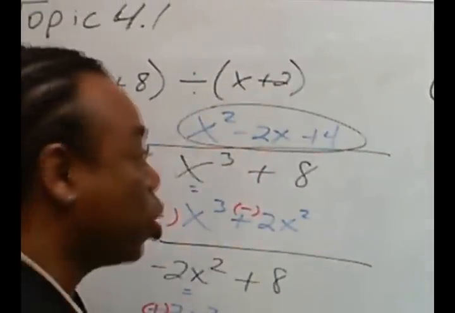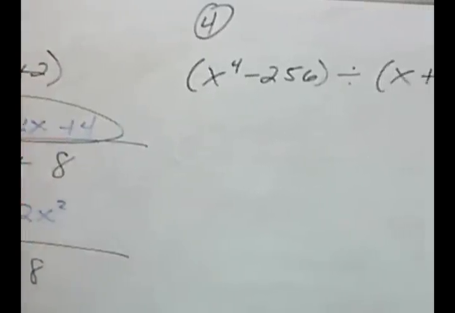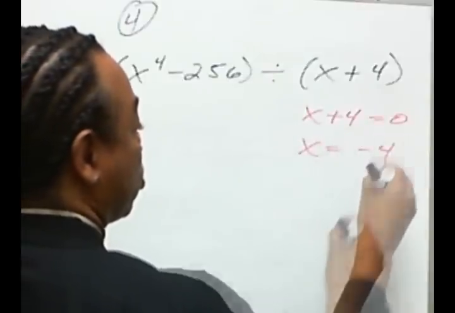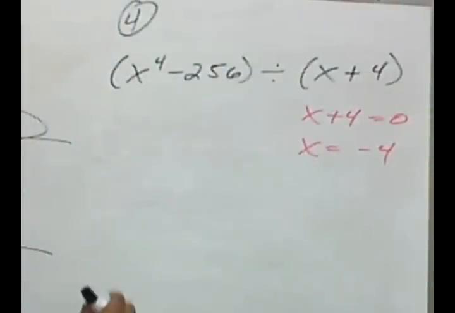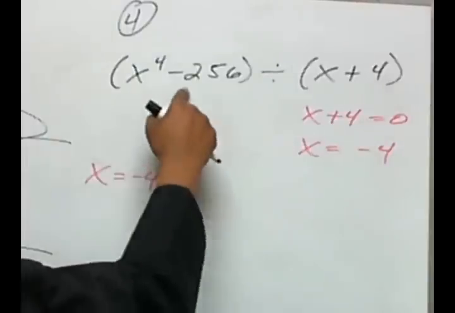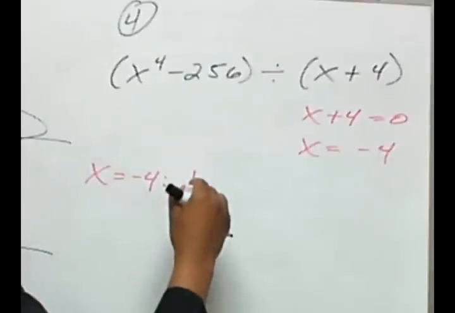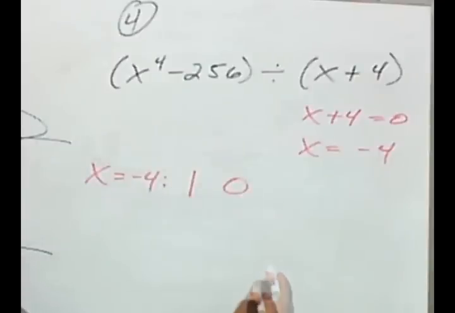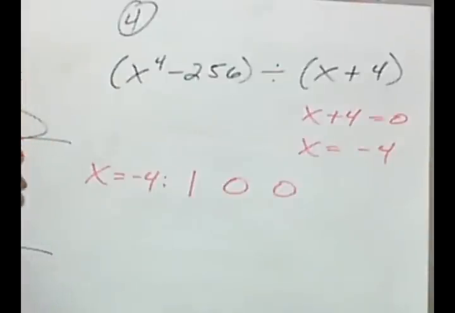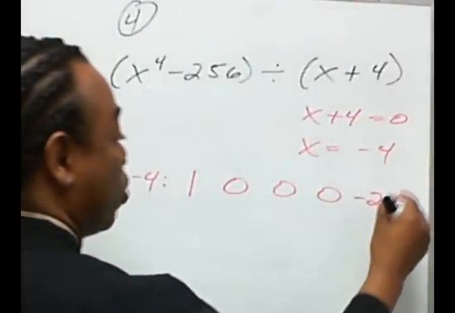Number 4, we're going to use synthetic division in order to divide those two. To use synthetic division, we take our divisor, x plus 4, set it equal to 0, and then solve for x. I get x equals negative 4. Take my solution, x equals negative 4, and I put all the coefficients from the polynomial here. The coefficient for x to the 4th is 1. The coefficient for x to the 3rd, since it's missing, is 0. The coefficient for x squared, since it's missing, is 0. The coefficient for x is 0, since it's missing. And then finally, our constant is negative 256.